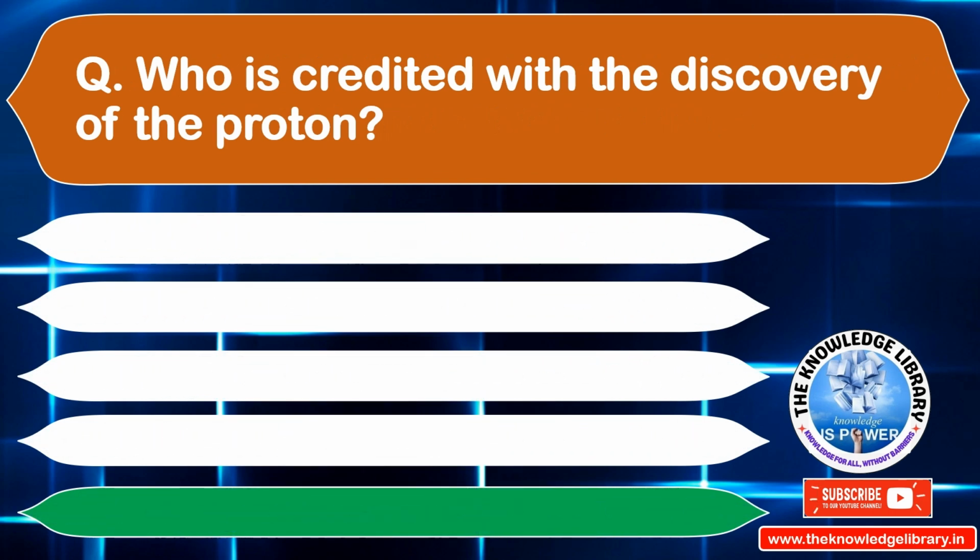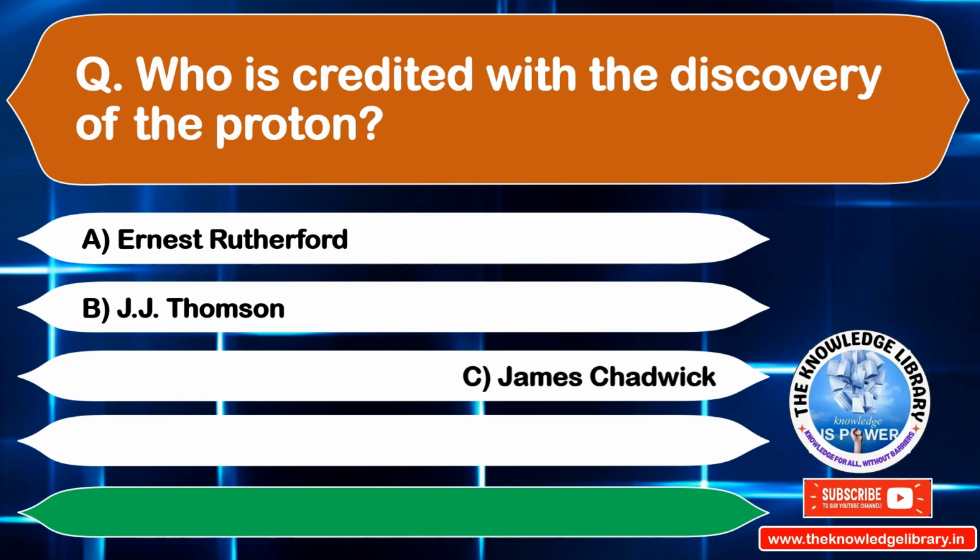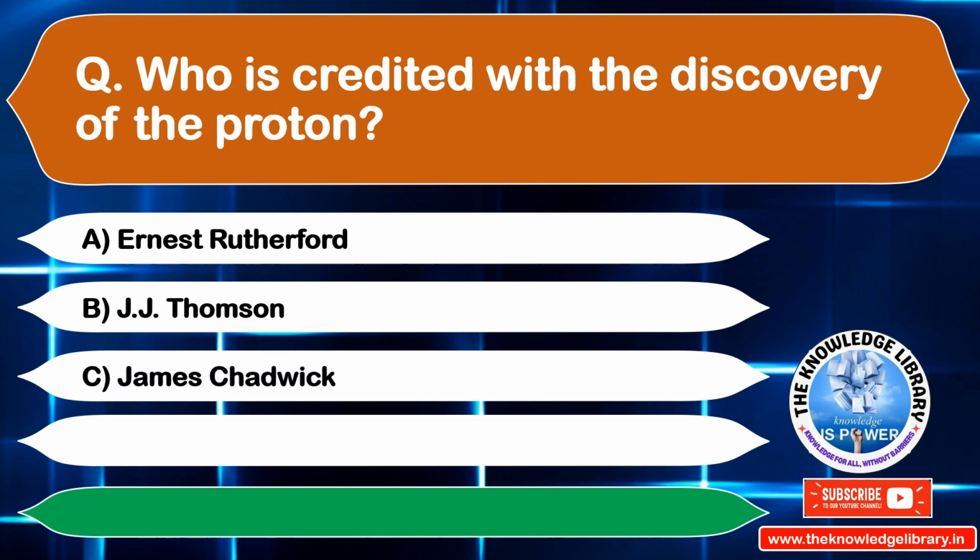Who is credited with the discovery of the proton? Option A. Ernest Rutherford. Option B. J.J. Thomson. Option C. James Chadwick. Option D. Niels Bohr. The correct answer is option A, Ernest Rutherford. Move to the next question.